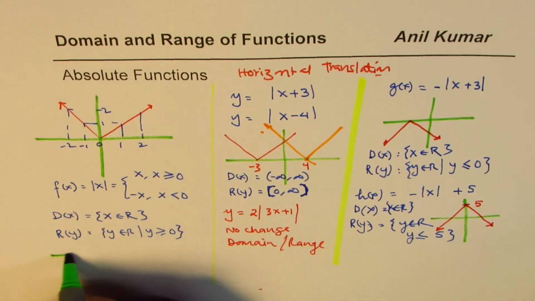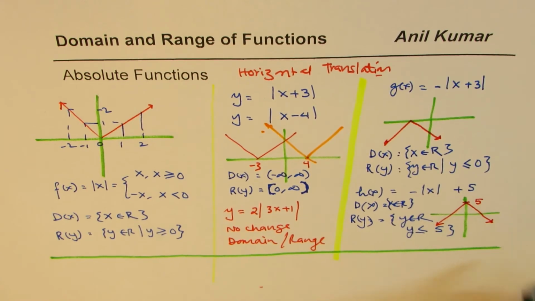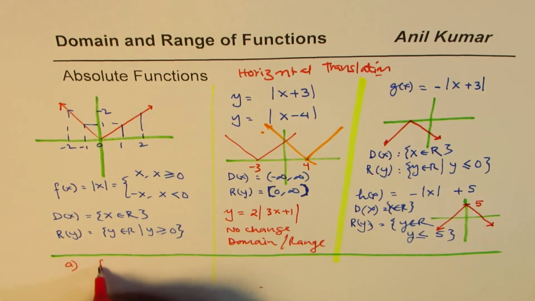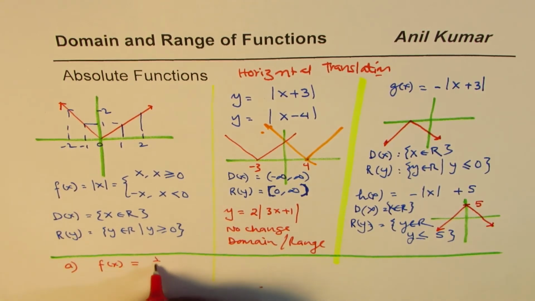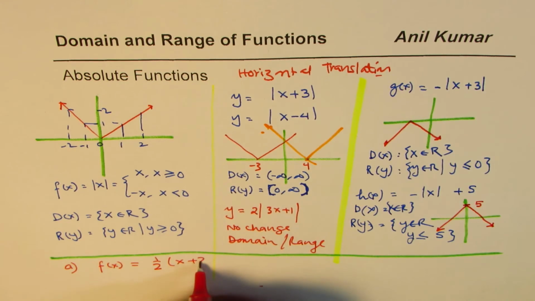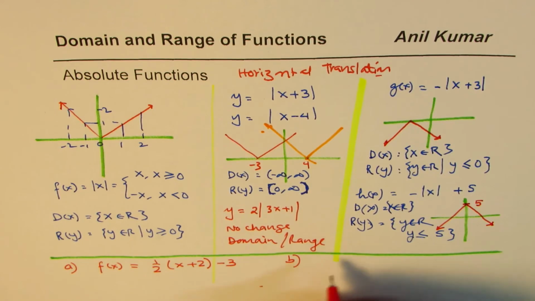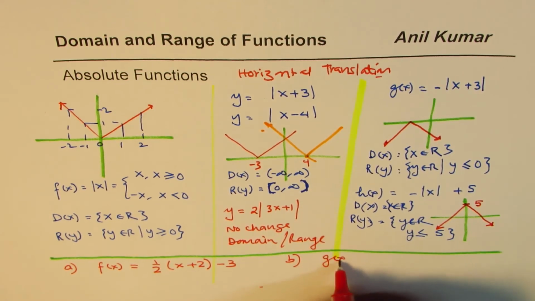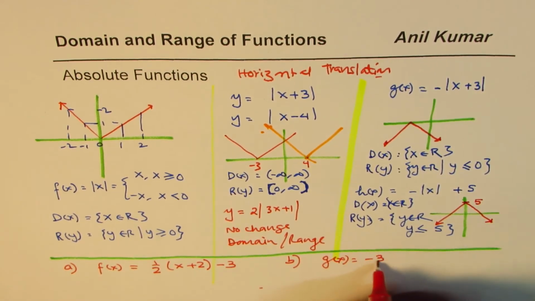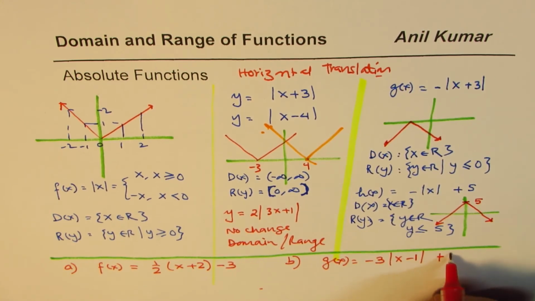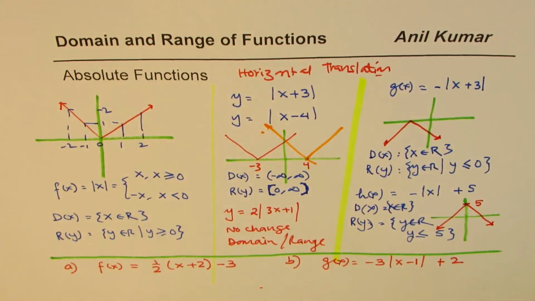Now here are practice questions for you. You need to write domain and range of these functions. So let me write down one. Here is f of x equals half of absolute value of x plus 2, minus 3. Okay, so this is one function, and function b is g of x equals minus 3 absolute value of x minus 1, instead of minus, let me write plus 2. So write domain and range for these functions. That should be your test question.